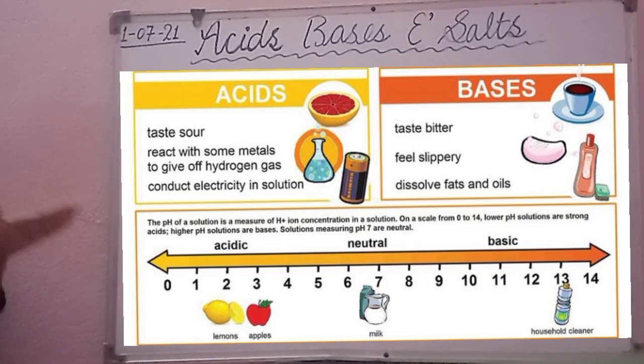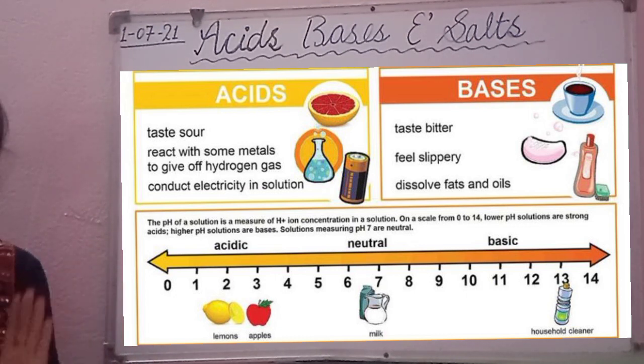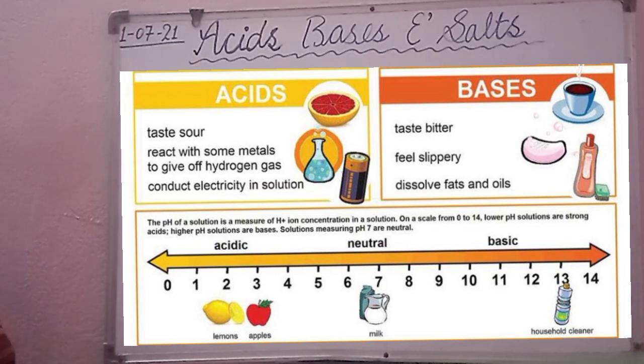So from 0 to 7, there are the acids. These are the pH values of different types of acids, and after 7, there are the bases. So you can say the acidic medium lies from 0 to 7. Clear? And above 7, there are the bases present. Clear? So with the help of this pH scale, we measure the pH of a solution. Clear, students?